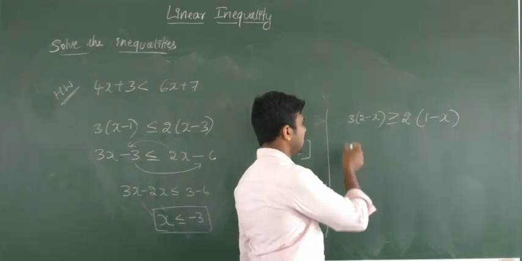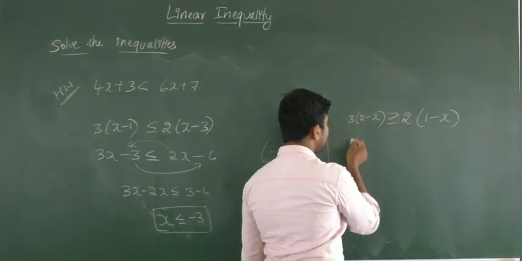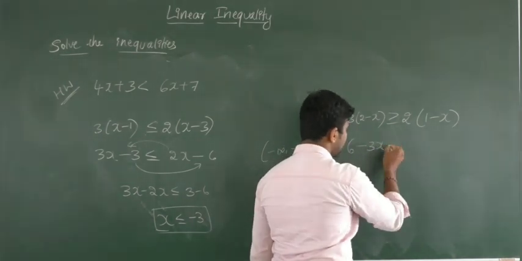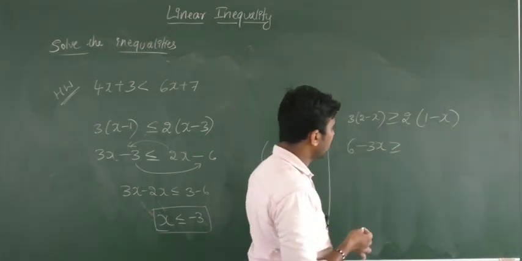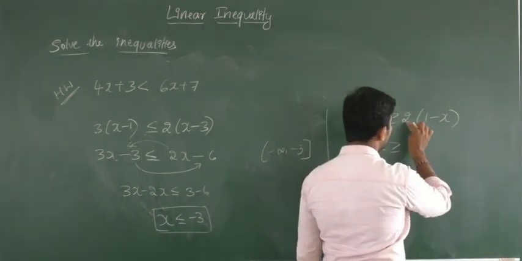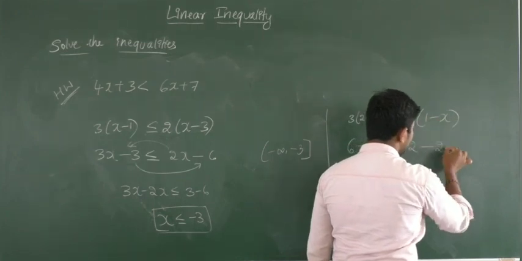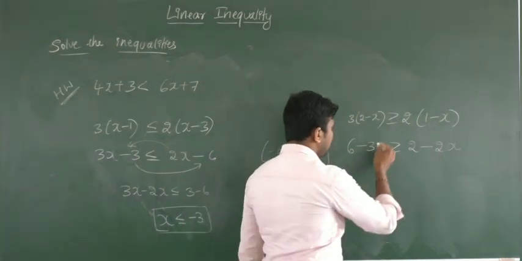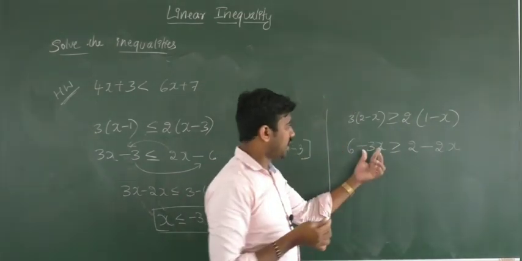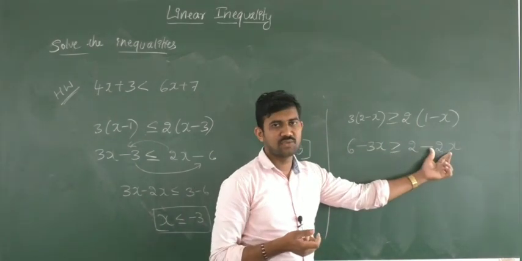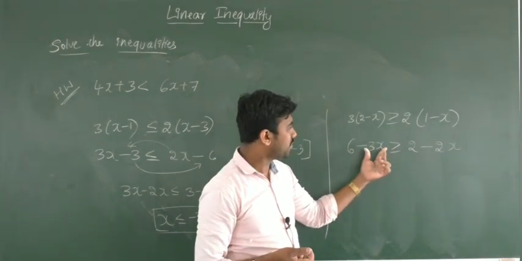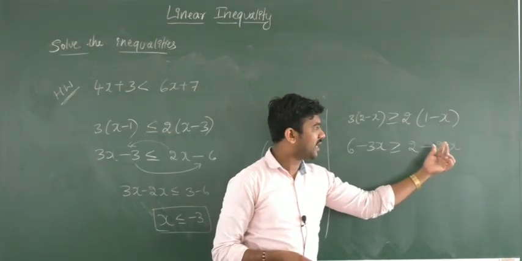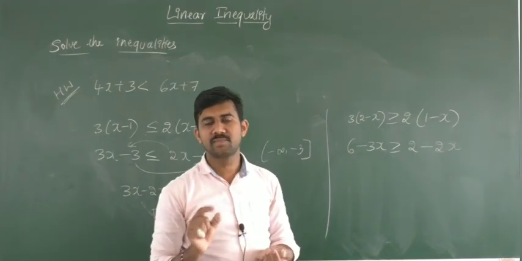First multiply 3 to these two terms. 3 into 2 is nothing but 6. 3 into minus x is nothing but minus 3x, greater than or equal to 2 into 1 is 2. 2 into minus x is nothing but minus 2x. Now bring the negative terms: here minus 3x and here minus 2x. If you bring minus 3x to that side, we'll get plus 3x. Plus 3x minus 2x is nothing but x. We will get x positive.